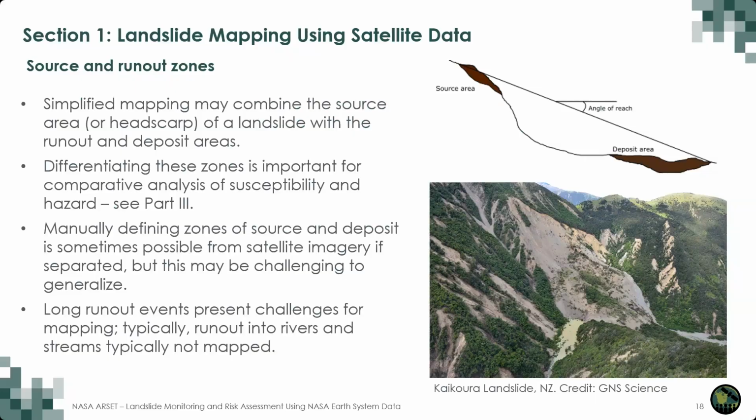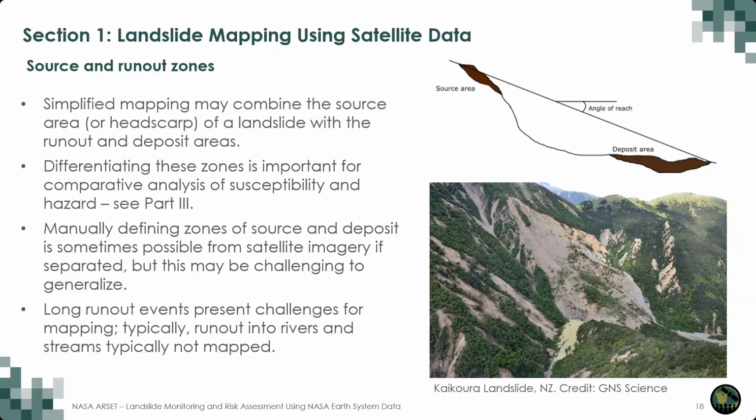The area between those two locations, between source and deposit, is often damaged or even stripped bare by the motion of that material downslope. So we're thinking a lot about mapping the entire extent from the top of the source area to the bottom of the deposit area. But we would also want to think about differentiating these zones. This is particularly important for something we'll talk a lot more about in part 3 of this training, susceptibility and hazard analysis.